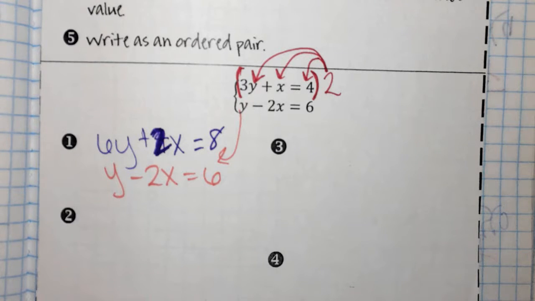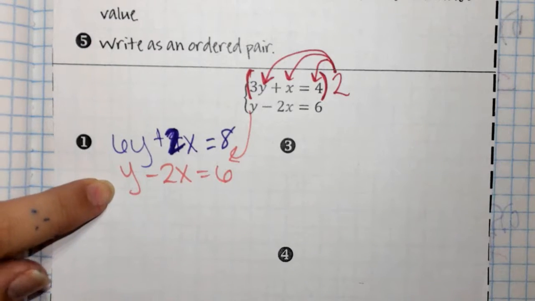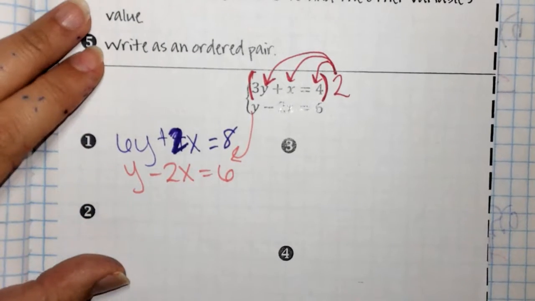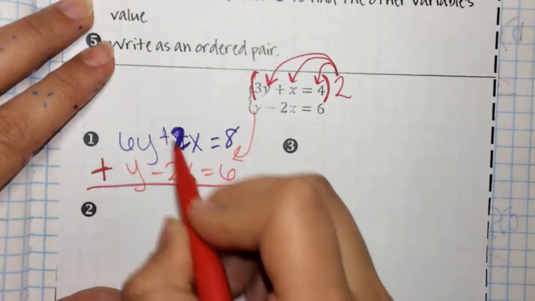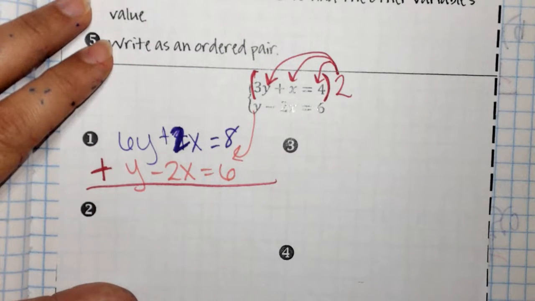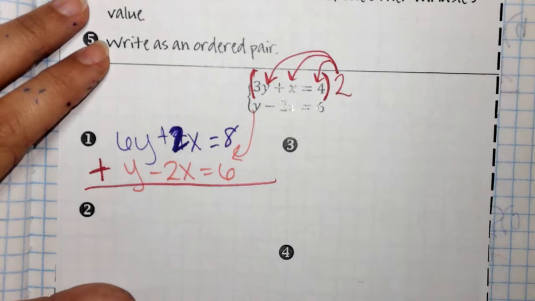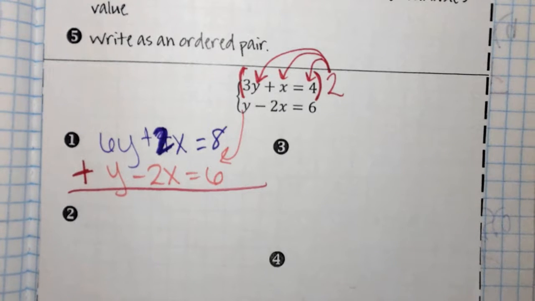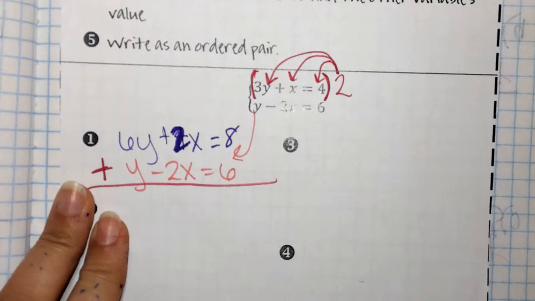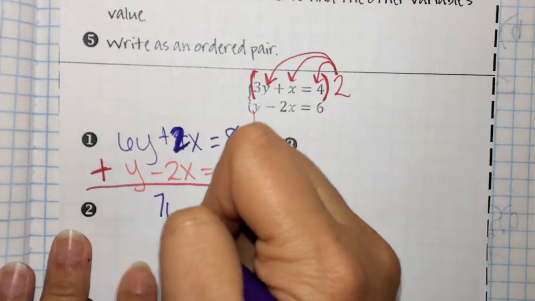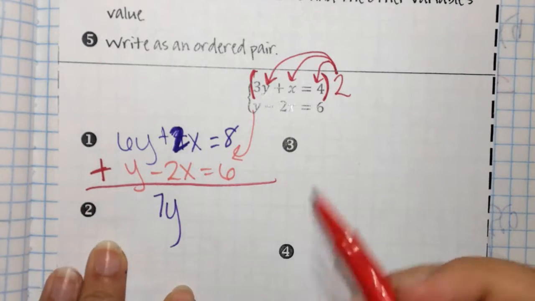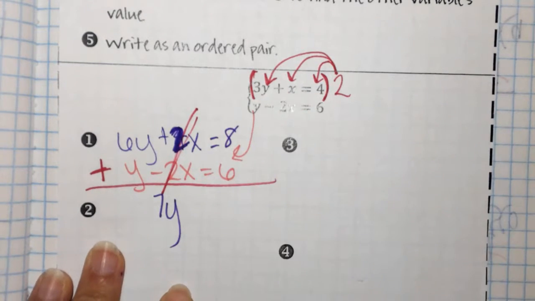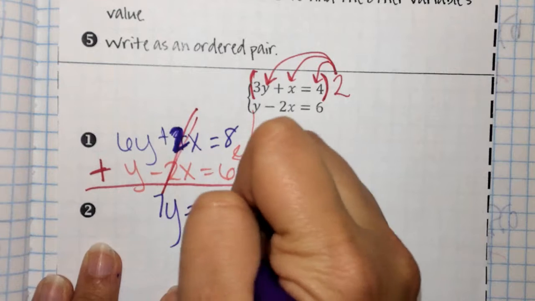Okay, so now we're looking for the variables that have the same number and opposite signs. So do the y's have the same number? Do the x's? Yes. And we're going to add because they have opposite signs. Remember, we multiplied the first equation by 2 so that we could eliminate our x's. So if I add straight down, what is 6y plus y? 7y. And what is 2x plus negative 2x? 0. It's eliminated. And what's 8 plus 6? 14.